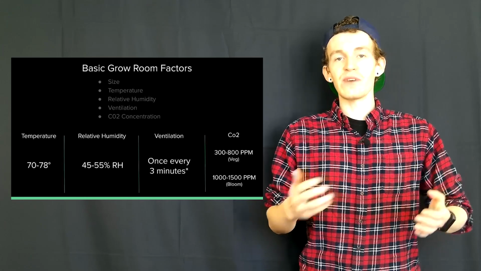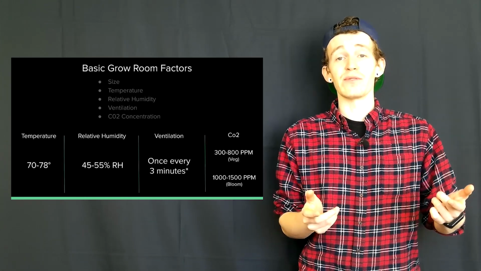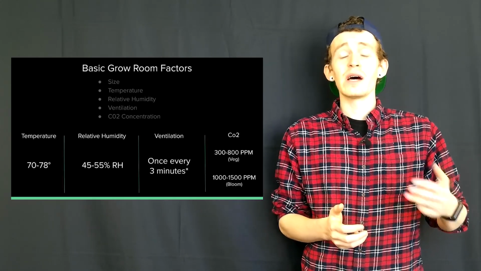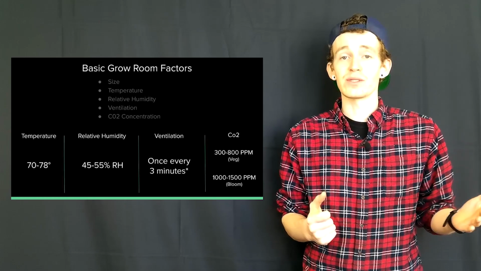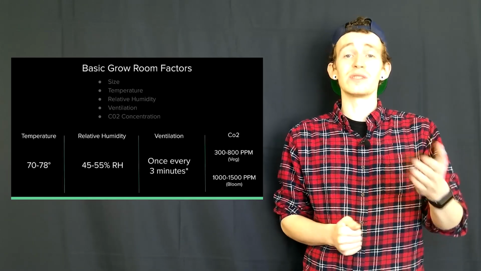We're going to cover a couple of different factors, so let's go through what we'll be talking about. First and foremost, we'll be covering the temperature of the grow room. From there, we'll be discussing the actual relative humidity of the grow room, as well as the ventilation and CO2 concentrations and their importance. So let's go ahead and dive right in, first and foremost, to temperature.